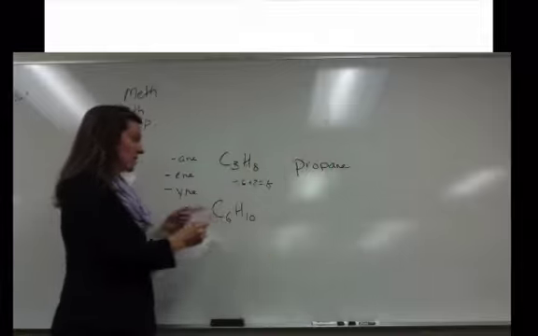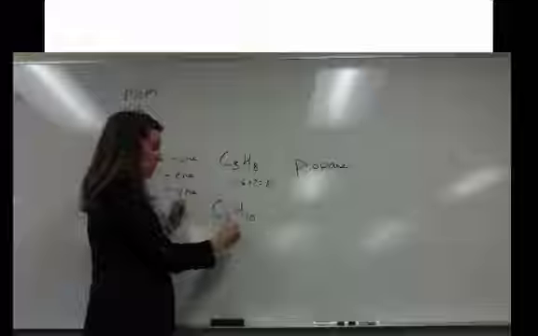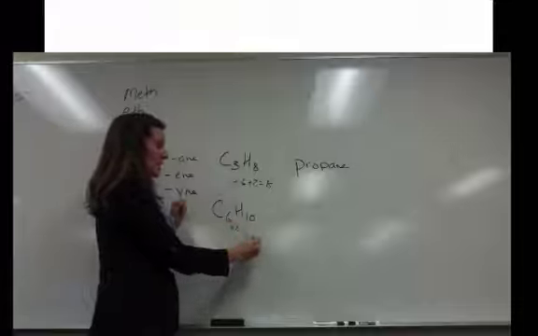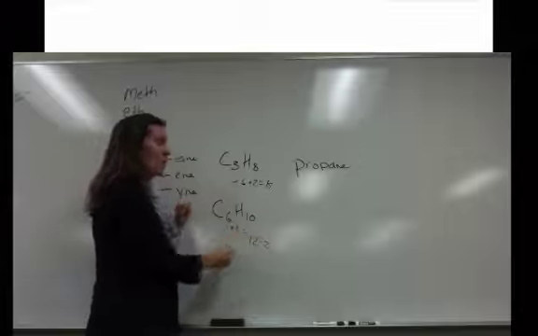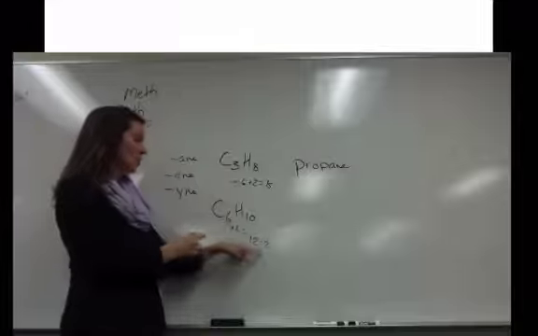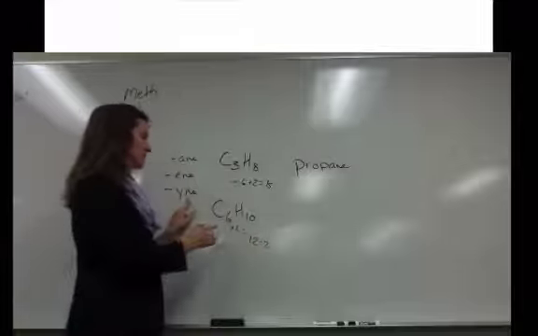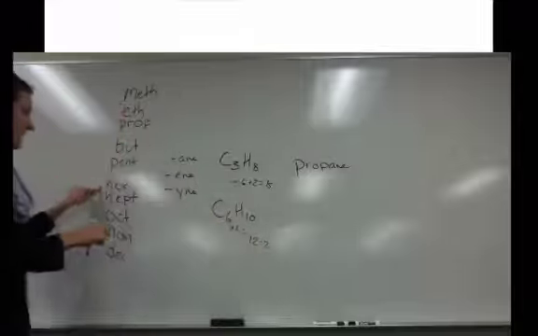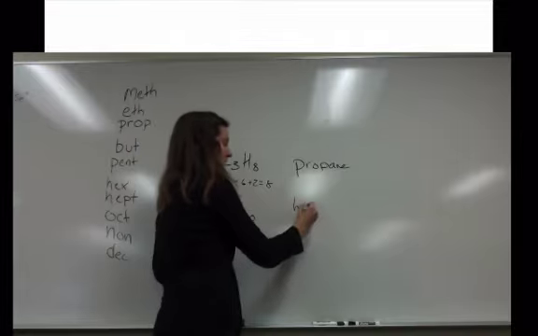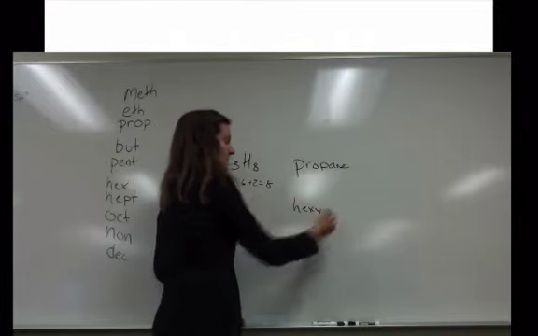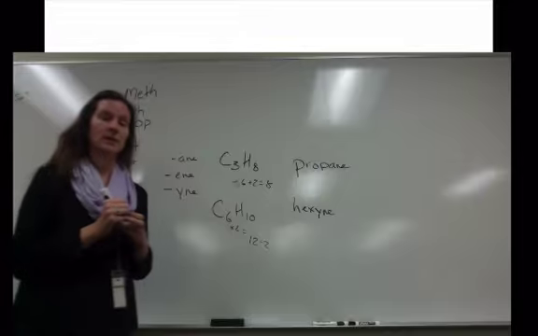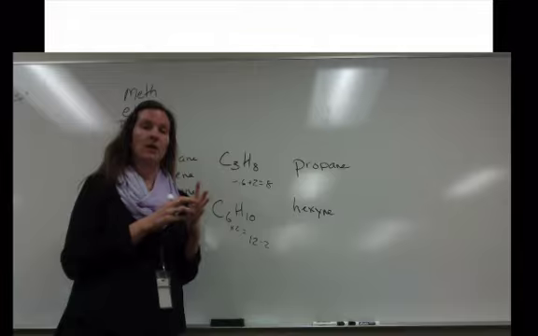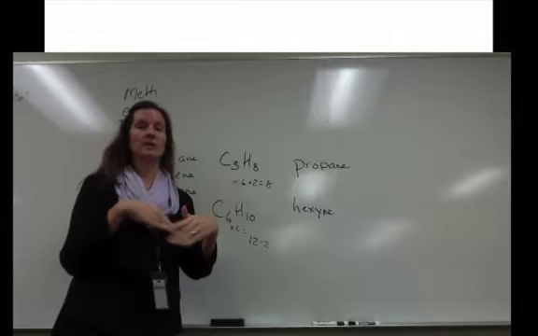This one right here, carbon times 2 gets me 12. To get to the 10, I'm taking away 2. When I took away 2, I was in the ynes. C6 is hex, so this is hexyne. So when it comes to trying to name them, you have to figure out what the ratio is of the carbon to hydrogen, whether it's +2, what it is, or -2.